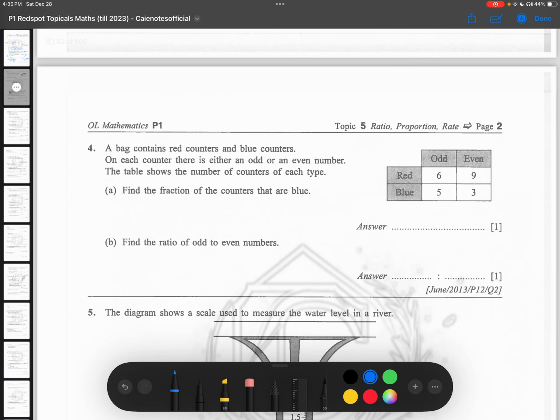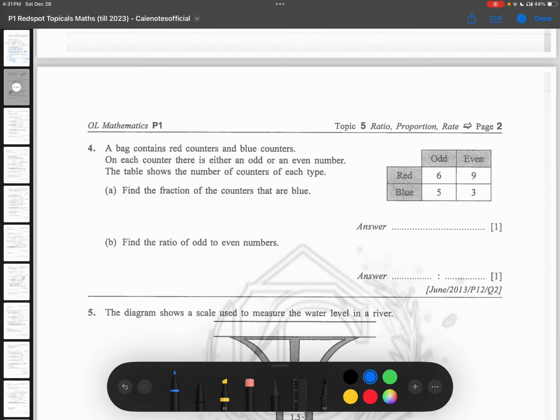Question number 4. A bag contains red counters and blue counters. On each counter, there is either an odd or an even number. The table shows the number of counters of each type. So here's the table we have, and in this table, the red counters have 6 odd numbers and 9 even numbers. The blue counters have 5 odd numbers and 3 even numbers.